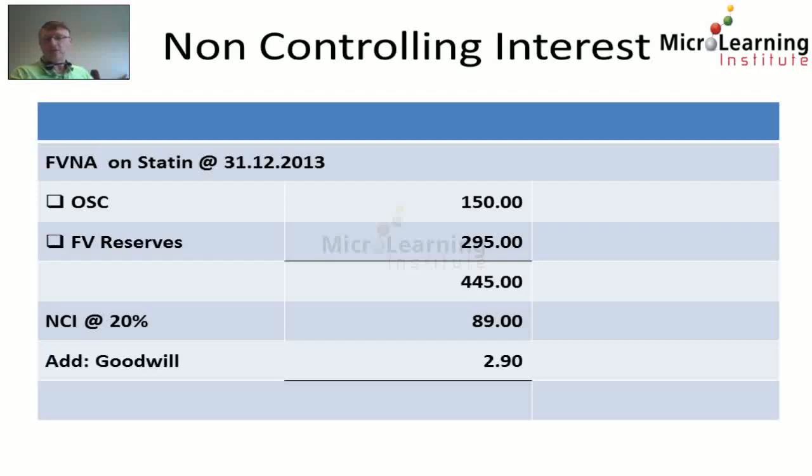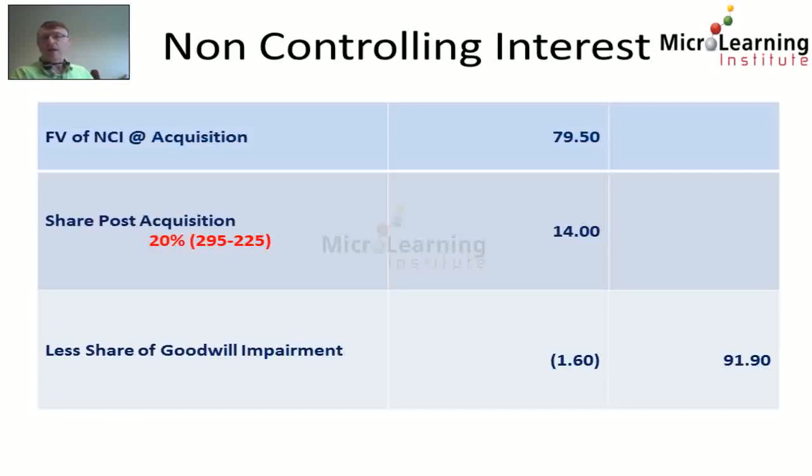And of course, if we go back to our goodwill working, we see that there still remains 2.9 million in goodwill attached to the non-controlling interest. So therefore, the carrying amount of the non-controlling interest at the 31st of December 20x3 is the sum of 89 plus 2.9, which is 91.9. Alternatively, we could have done this working in an alternative way, where we looked at the fair value of non-controlling interest at acquisition, added the share of the post-acquisition profits, and deducted the share of the goodwill impairment, again resulting in the same result of 91.9. So there are alternative treatments for non-controlling interest.